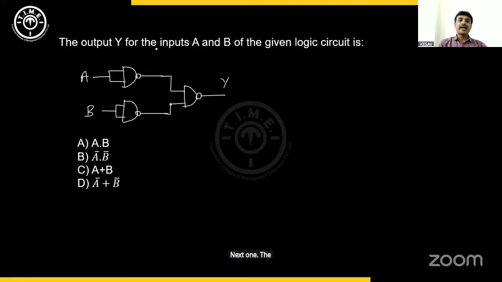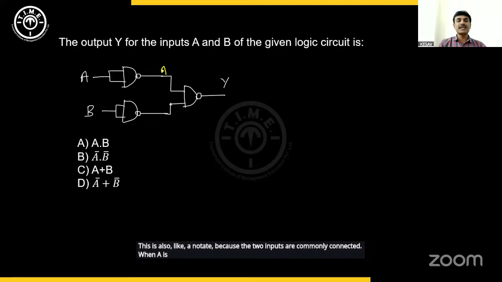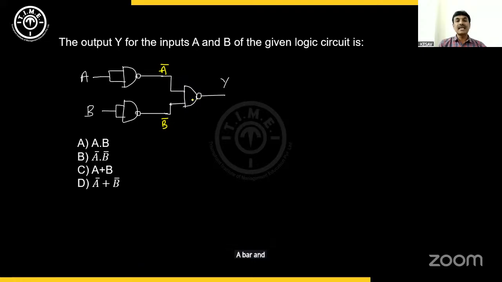The output Y for the inputs A and B of the given logic circuit is? What is the output for the given inputs? See, this is like a NOT gate. This is also like a NOT gate because the two inputs are commonly connected. When A is used here, it becomes A bar. When B is used here, it becomes B bar. A bar and B bar are the inputs for the NAND gate. NAND gate means complete negation of the inputs.